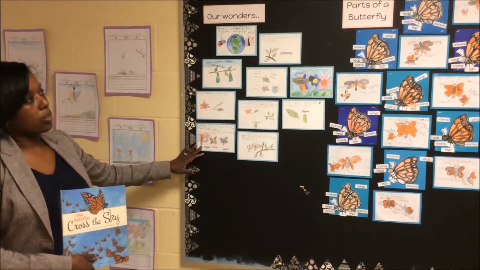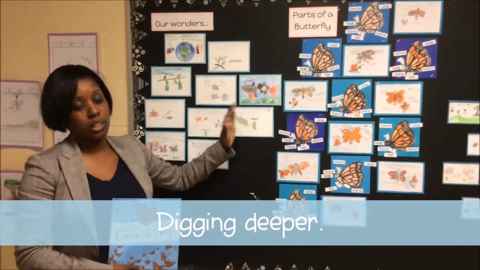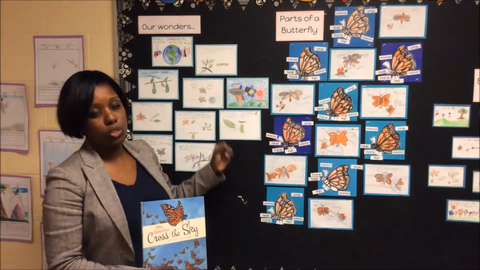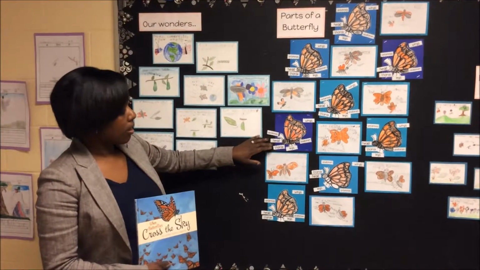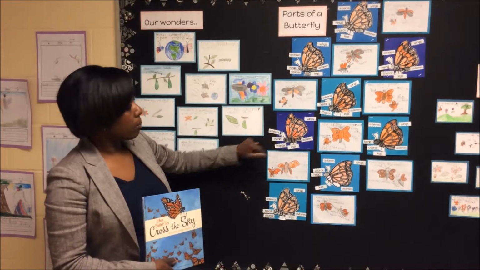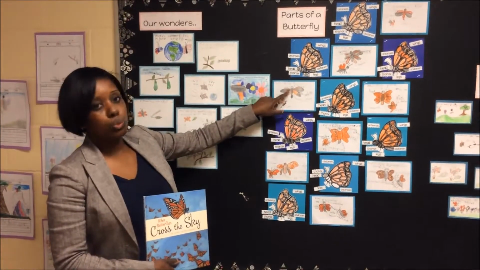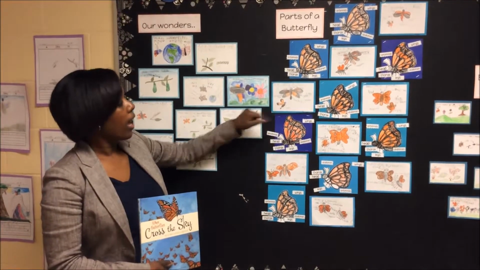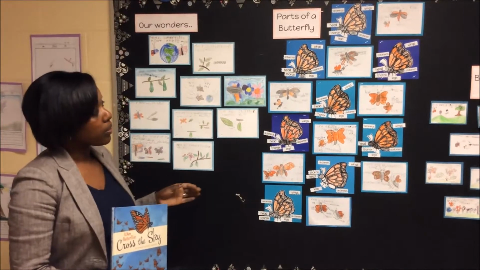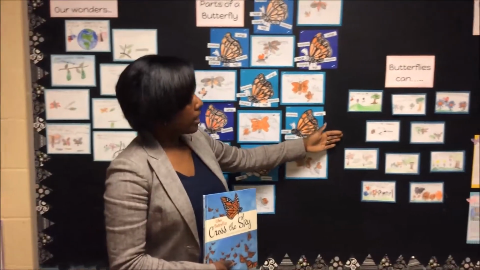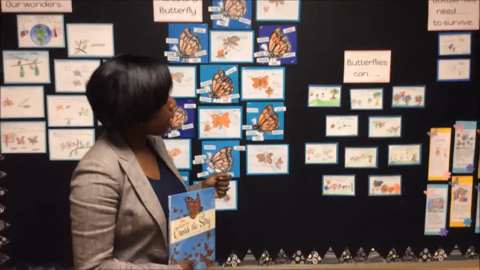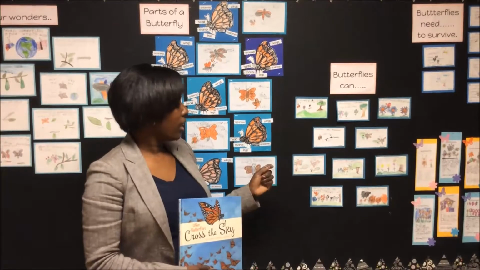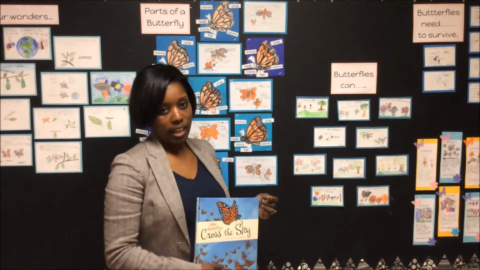Once we looked at our questions, we decided to dig deeper and look at the different parts of a butterfly. As you can see here, I differentiated between the JKs and the SKs. JKs only needed to label the different parts, whereas SKs drew a picture of the butterfly, a forward view and also a side view, and labeled all the different parts. We also looked at what butterflies can do, and some mentioned that butterflies can migrate, butterflies can pollinate, butterflies can see, and butterflies lay eggs.